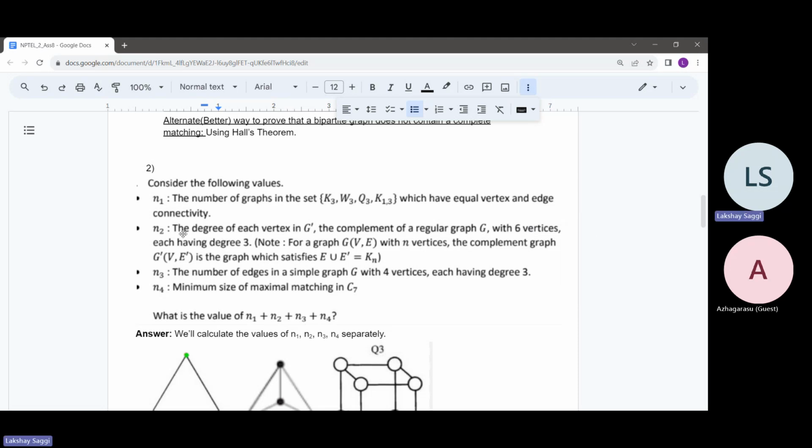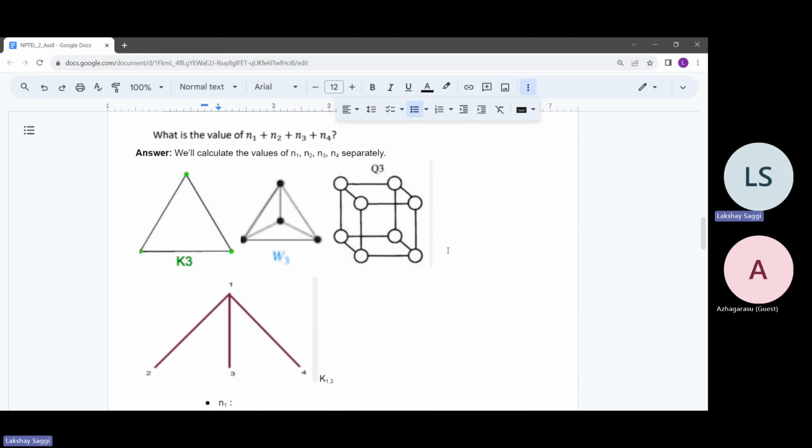And V has edges to 3 of those vertices out of the 5 vertices. So V does not have an edge to 2 vertices, right? There are 5 vertices except V, and V has edges to 3 of them. So V does not have an edge to 2 of them. So in the complement graph, V will have an edge to these 2 vertices instead. That's why in the complement graph, the vertex V will have a degree of 2. Maybe I should write it down also.